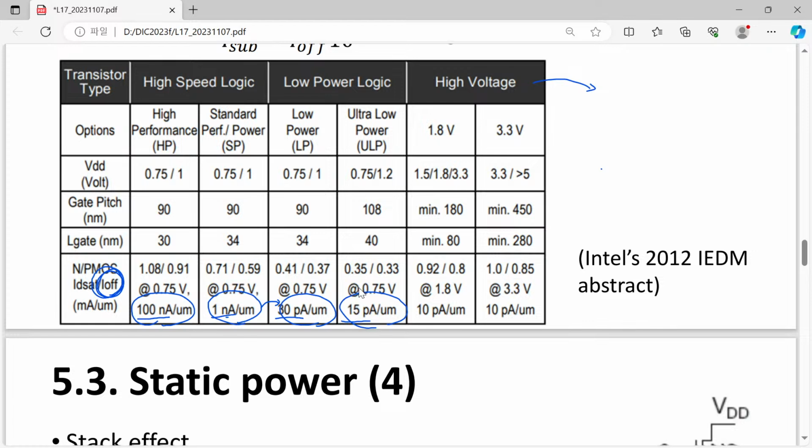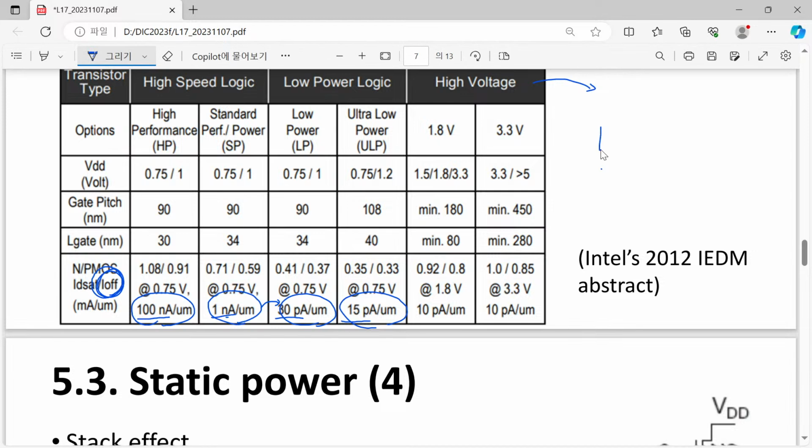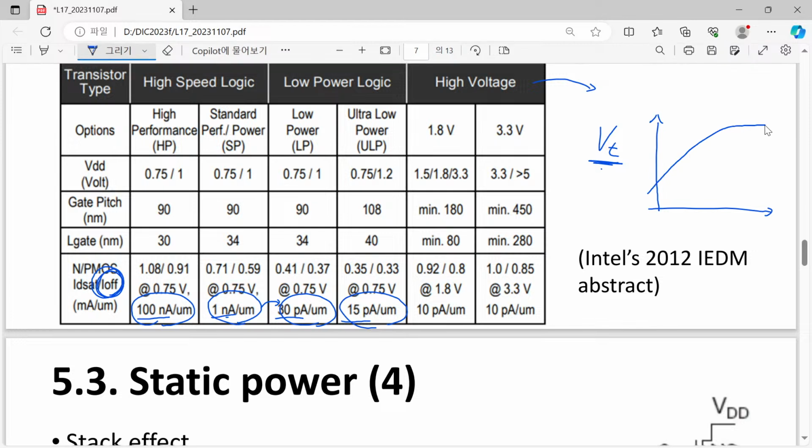So this is the variation we could have more than 10 years ago, and nowadays we can have even more device options. Usually, how can we make so many different options? That is more or less related to splitting the threshold voltage. In many cases, they just share the same curve.